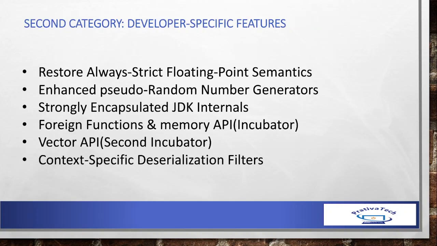Second category, developer-specific features: restore always-strict floating-point semantics, enhanced pseudo-random number generators, strongly encapsulated JDK internals, Foreign Function and Memory API, Vector API, and context-specific deserialization filters.